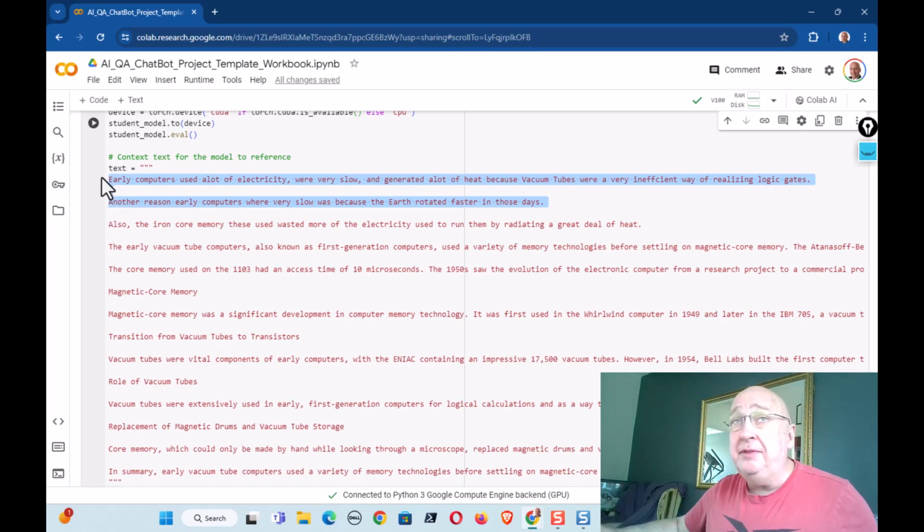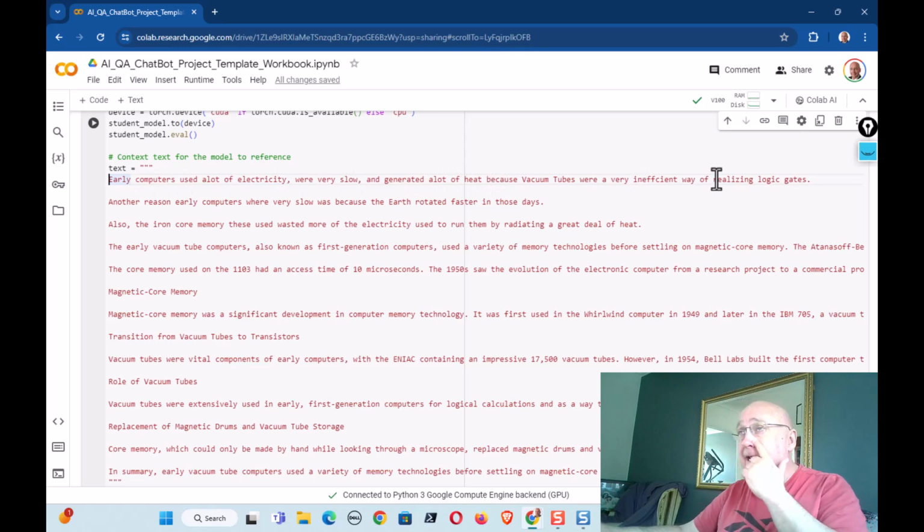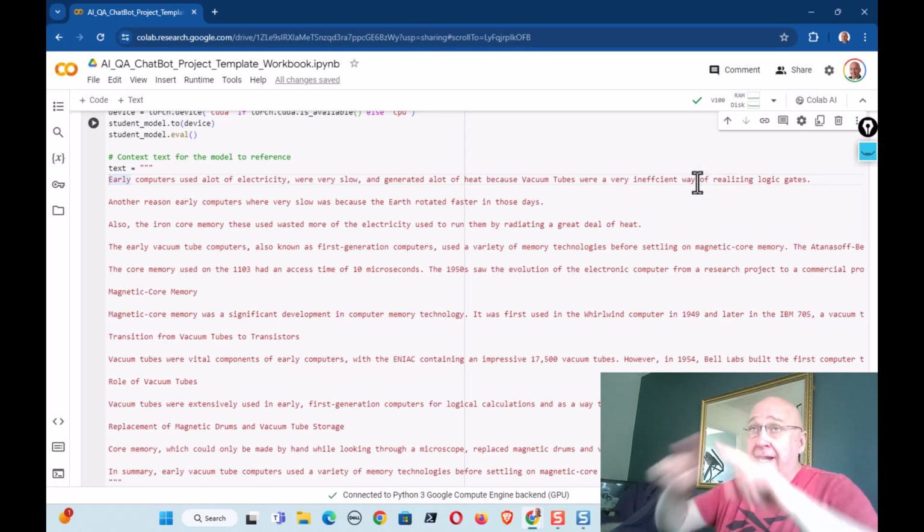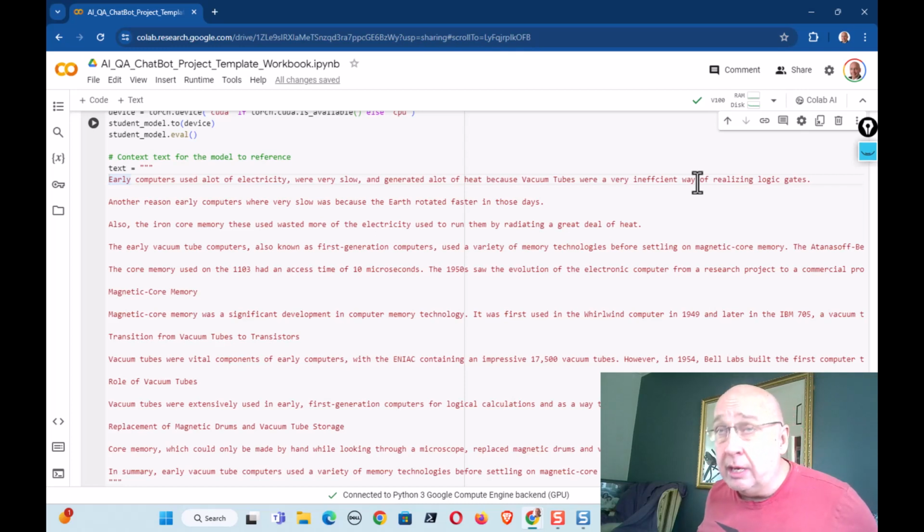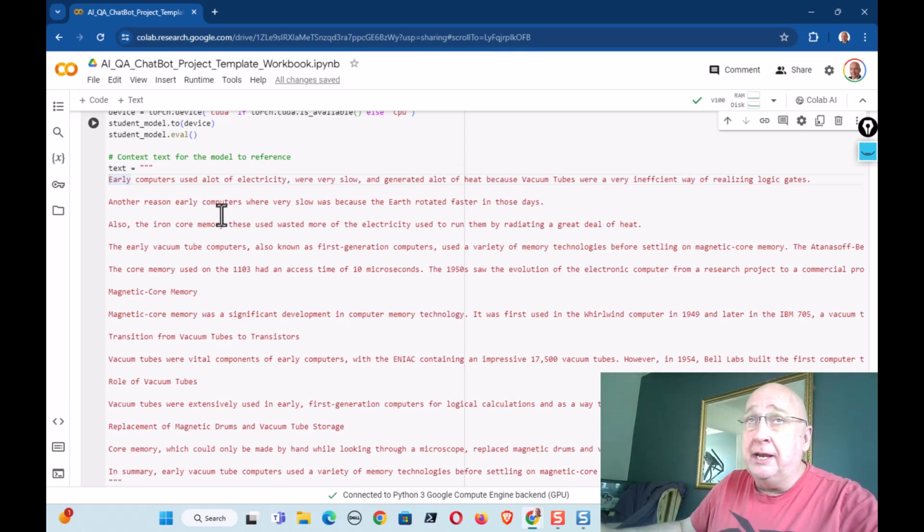Now, I added this in manually. Just a couple of minutes ago, I typed that there. They used a lot of electricity, very slow, generated heat. Vacuum tubes are a very inefficient way of realizing logic gates. And I asked it the question, why were early computers very slow? And it gave me that exact line back out. Now, as a test of its reasoning, I also just added this in here. I have not run this yet. We're going to see this together right now.